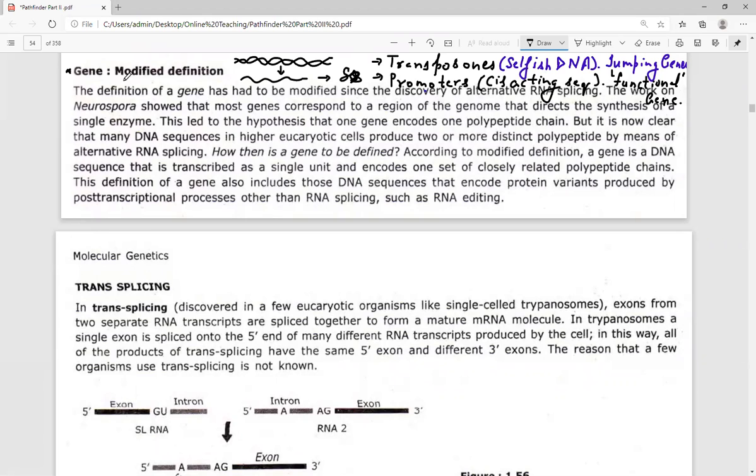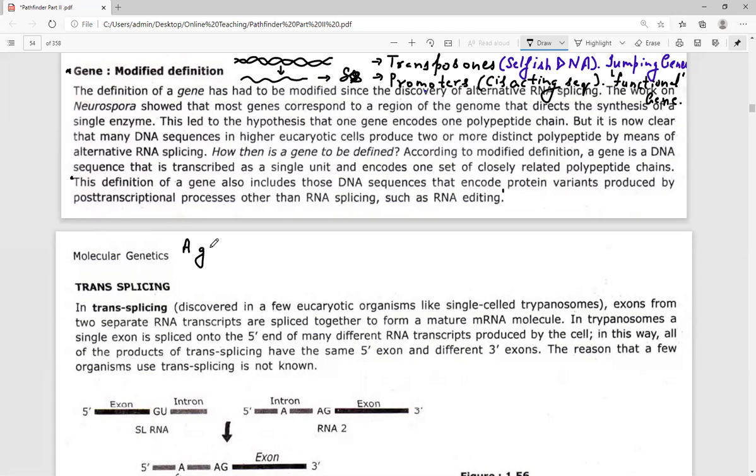Okay, so how can you define a gene? A gene can be defined as a DNA sequence that encodes protein variants produced by post-translational processes other than RNA splicing or RNA editing. Now, the modern definition of the gene is that a gene is referred to as a segment of DNA that performs a specific function.